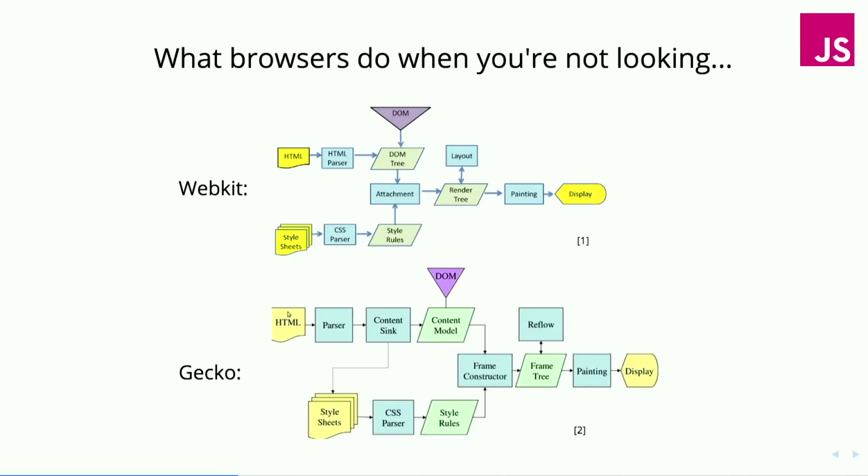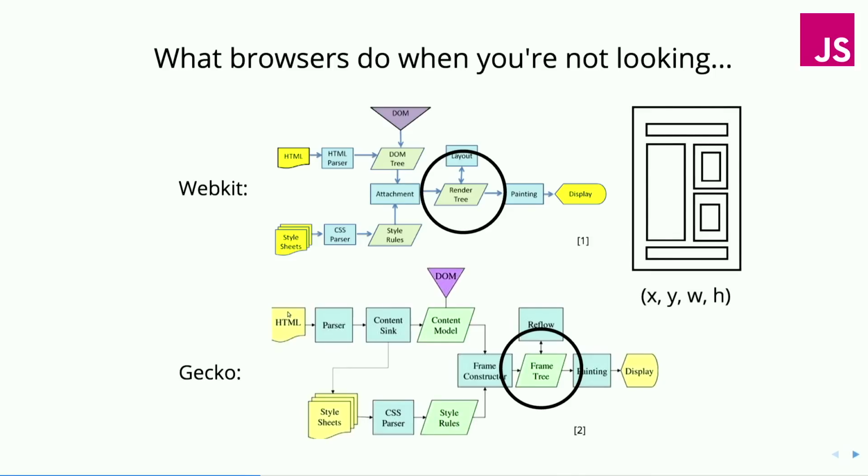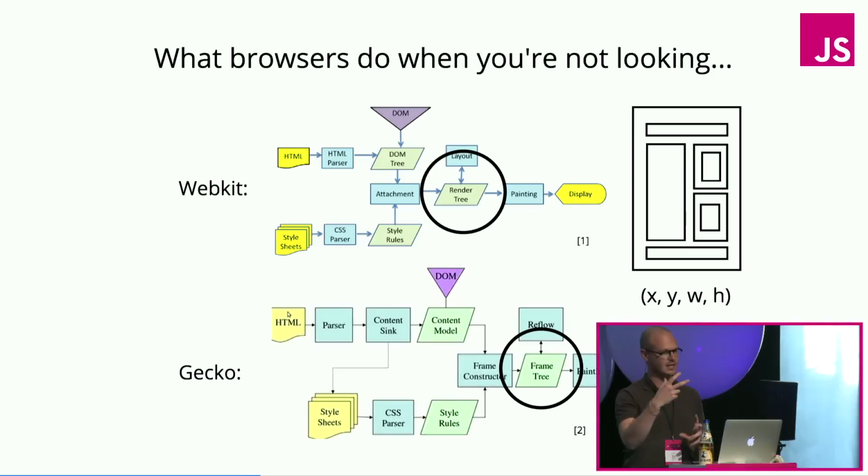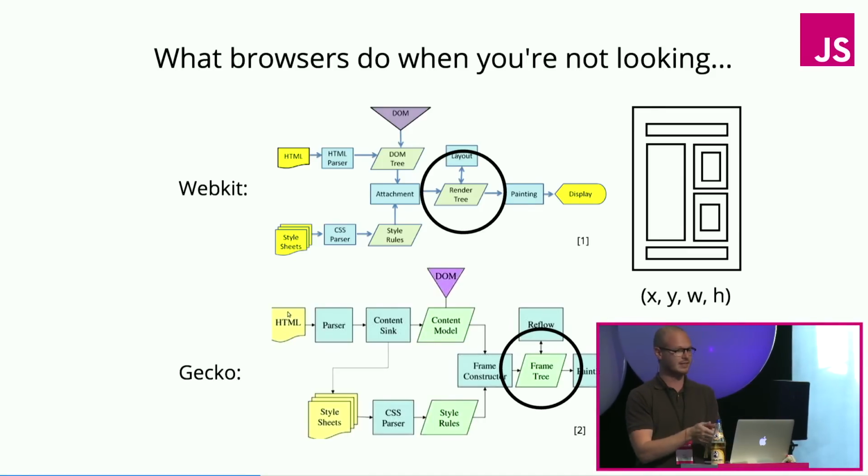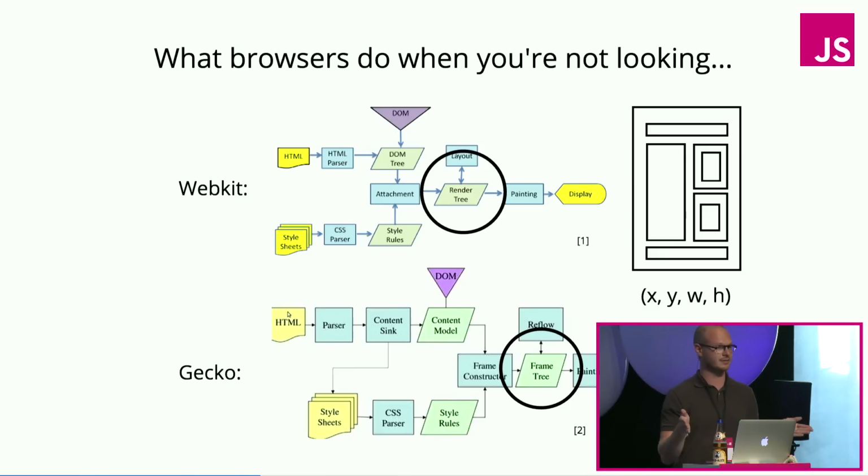Now Chrome uses Blink, but Chrome and Safari use WebKit as a rendering engine, and Firefox uses Gecko. And they both have this thing called a render tree, or a frame tree in the case of Gecko. And what this is, it's just a representation of your document in terms of rectangles. So WebKit and Gecko take the DOM and your CSS styles and parse everything. And at some point in the pipeline, the only thing that they care about are rectangles on the screen. And then they paint those rectangles with your content.